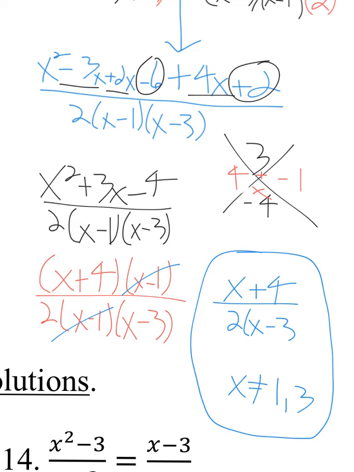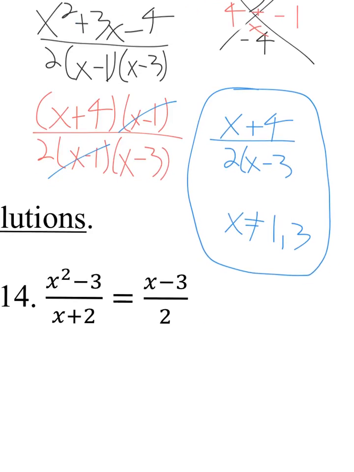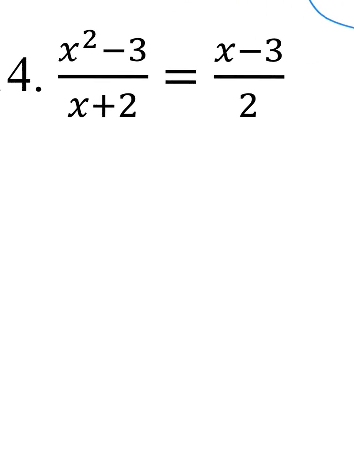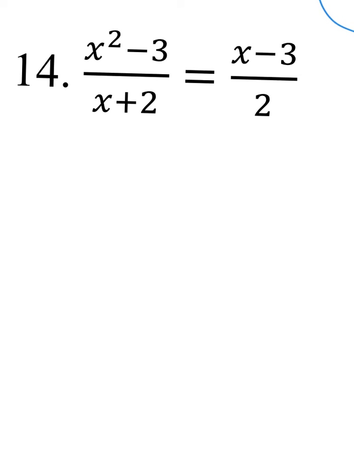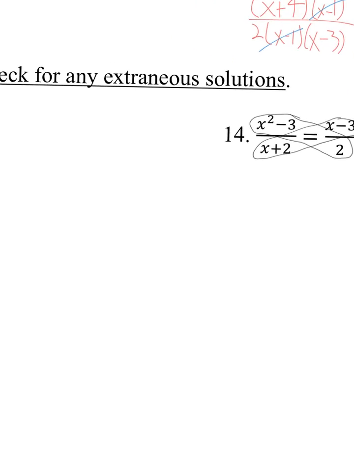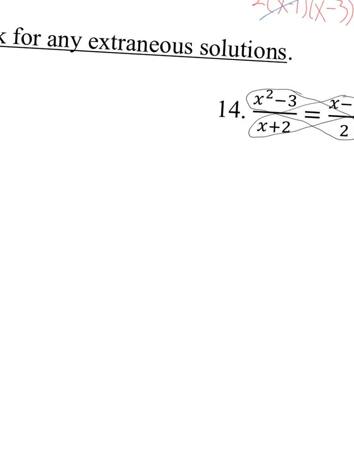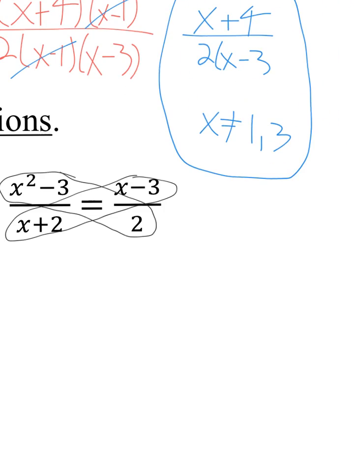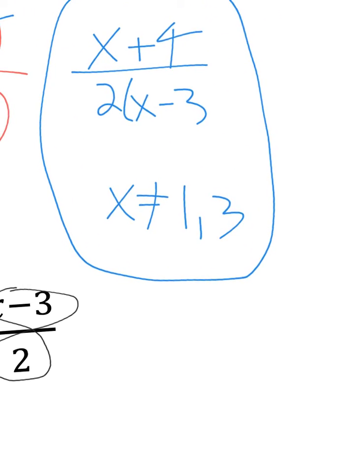Let's move on to number 14. So here I have two rational expressions that equal each other. That means you're going to have to cross multiply and divide. Before I do that, the instructions say check for any extraneous solutions. An extraneous solution is what x can't equal.